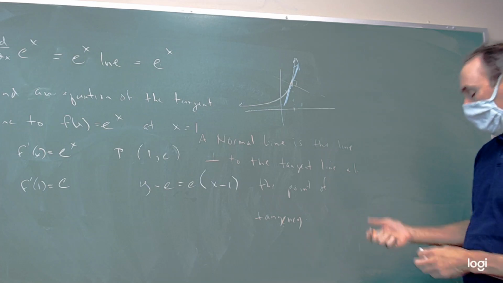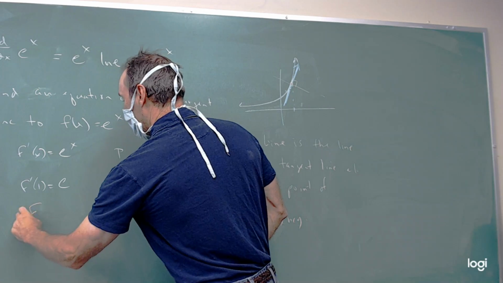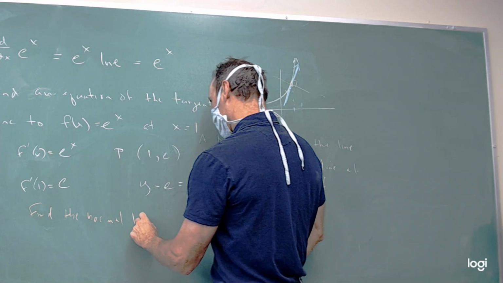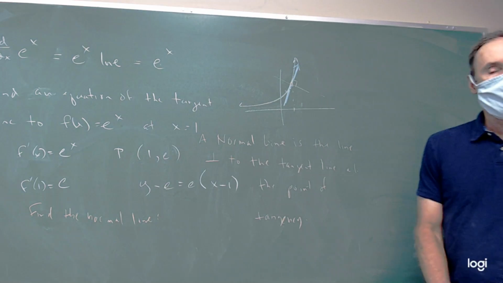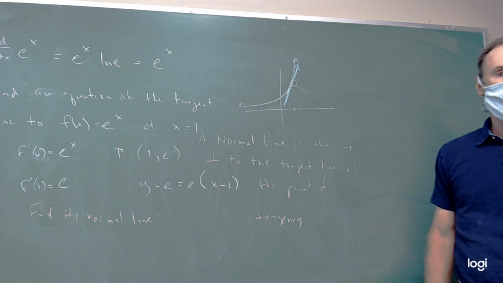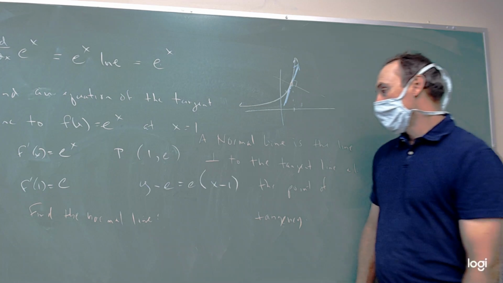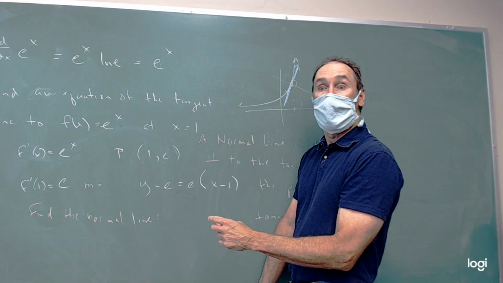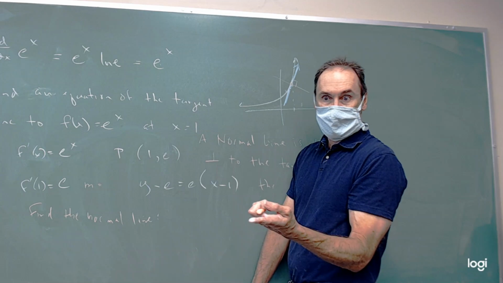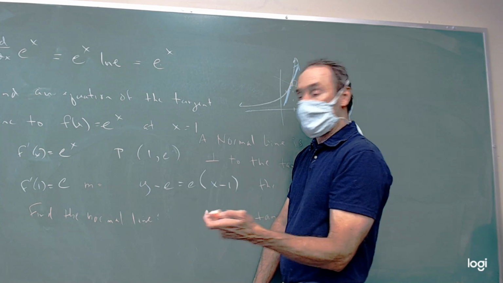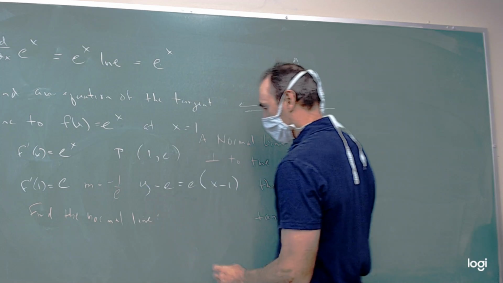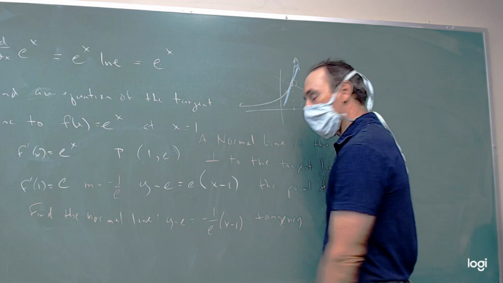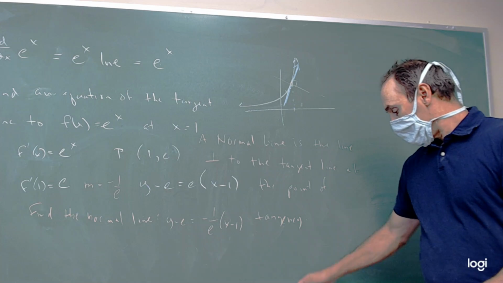Okay, so let's find the normal line. We use the same point, so you're still using 1, e, but now the slope for the normal line is going to be the negative reciprocal, so it'll be negative 1 over e. It just gets weirder, right? So now you have y minus e equals negative 1 over e times x minus 1. Okay?